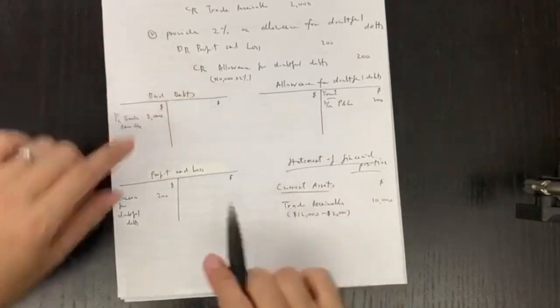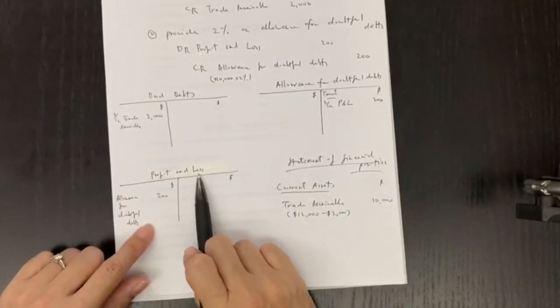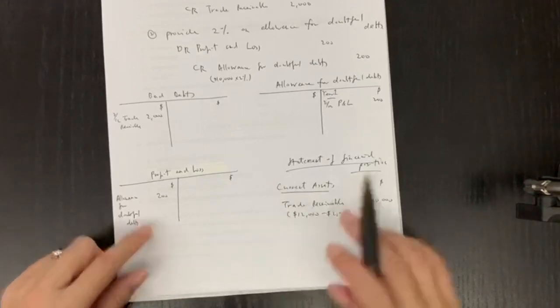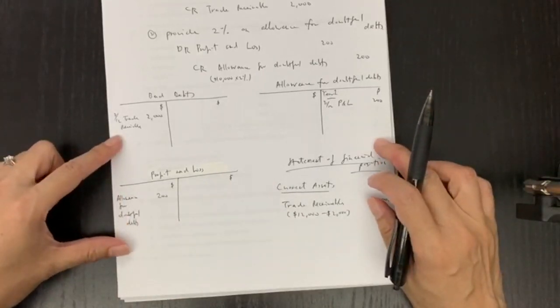Okay, and then actually this profit and loss account is same as the income statement, but I just use T form to show you. All right, so this is my posting.